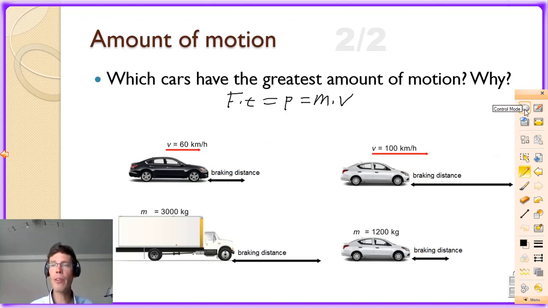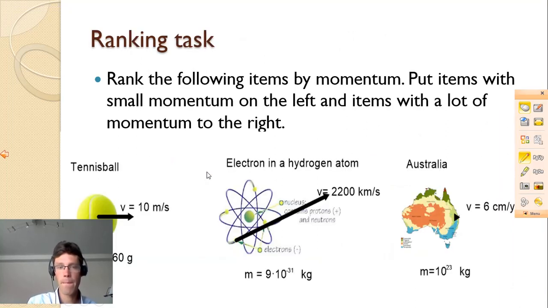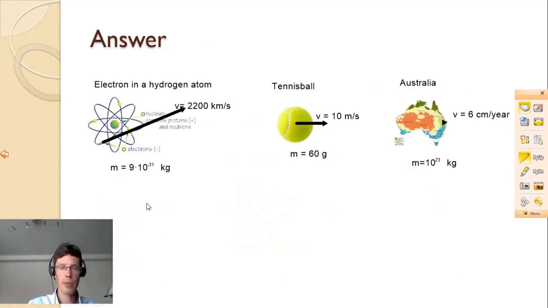To get a bit more of a feeling for this new term, I have 3 objects for you here: a tennis ball, an electron, and Australia. And I've noted down the masses and velocities. What we're going to do is calculate the momenta and put them in order from little momentum to high momentum. We're starting with the electron. It has a mass which is very small, 9 times 10 to the power of minus 31, but it has a pretty high speed, 2200 kilometers per second.